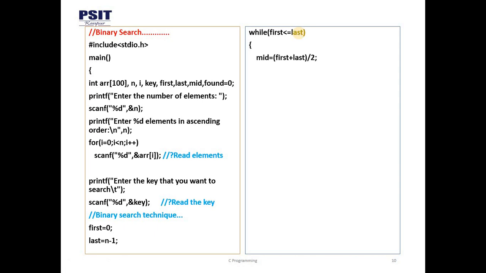Okay, so every time we will find the middle value by this formula: first plus last by 2. And there will be 3 conditions. The first condition is the matching condition. When the key we are searching for is present at the middle index, we have found the key. So the first condition: if key is equal to arr at mid index, then I will announce a successful search and print the element found at index. Which index? The mid value will be printed over here.